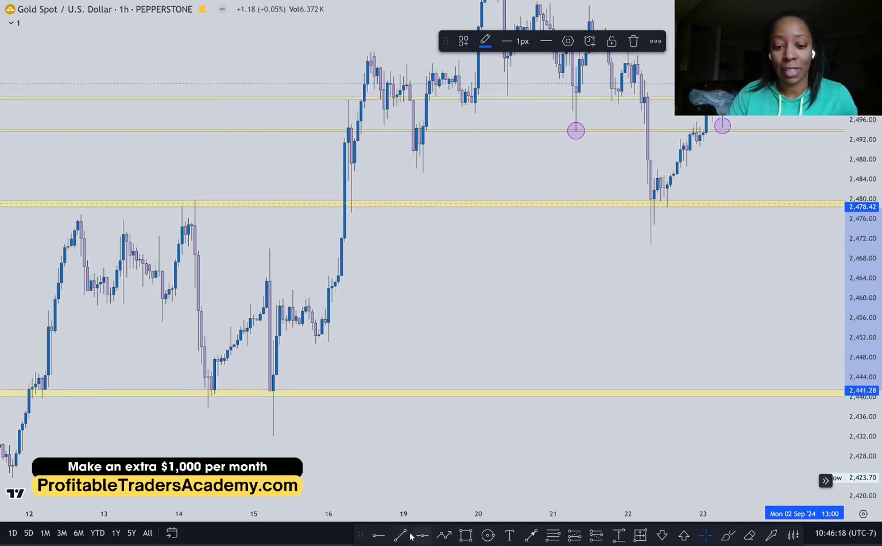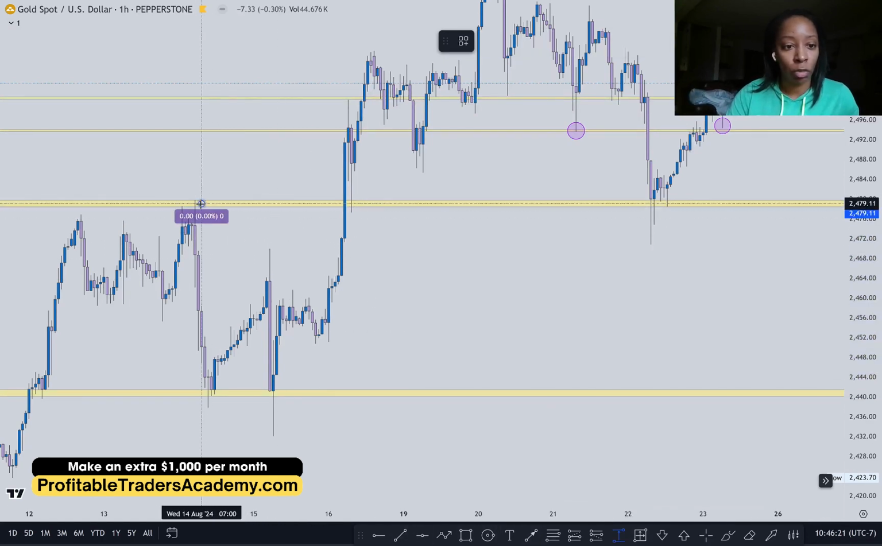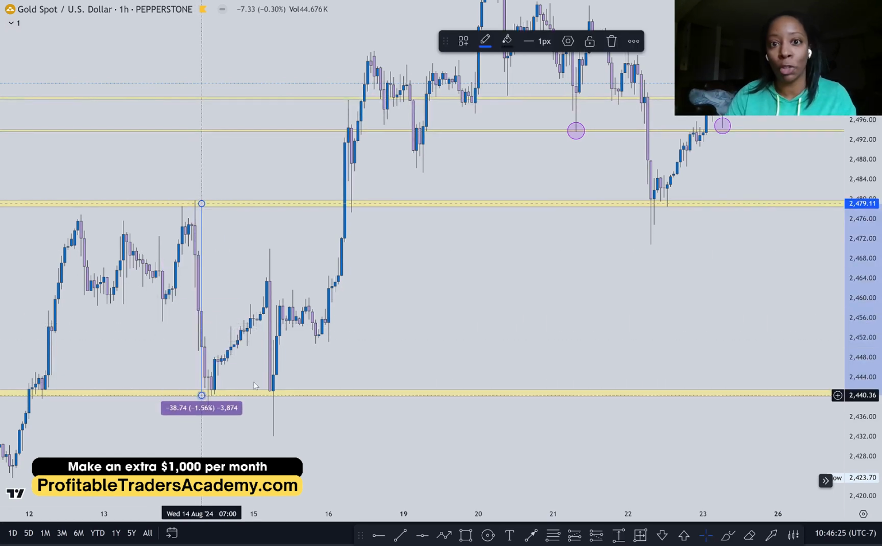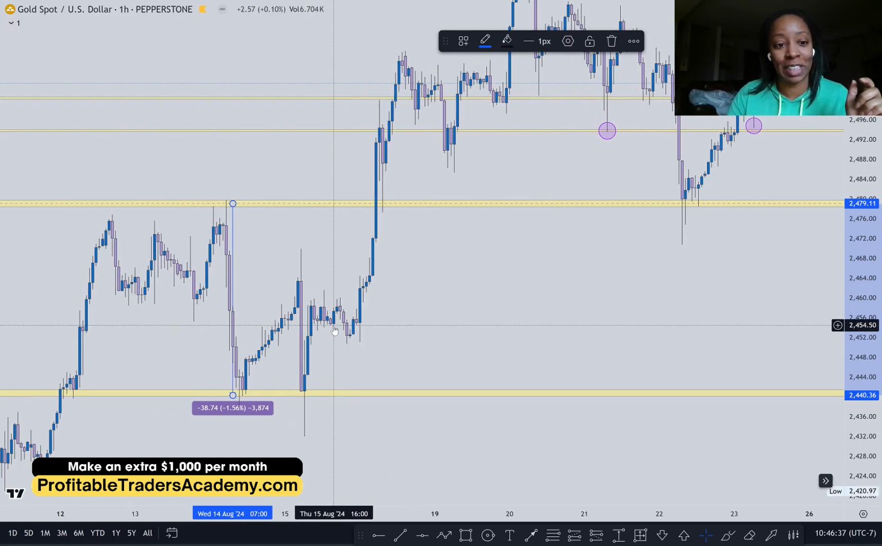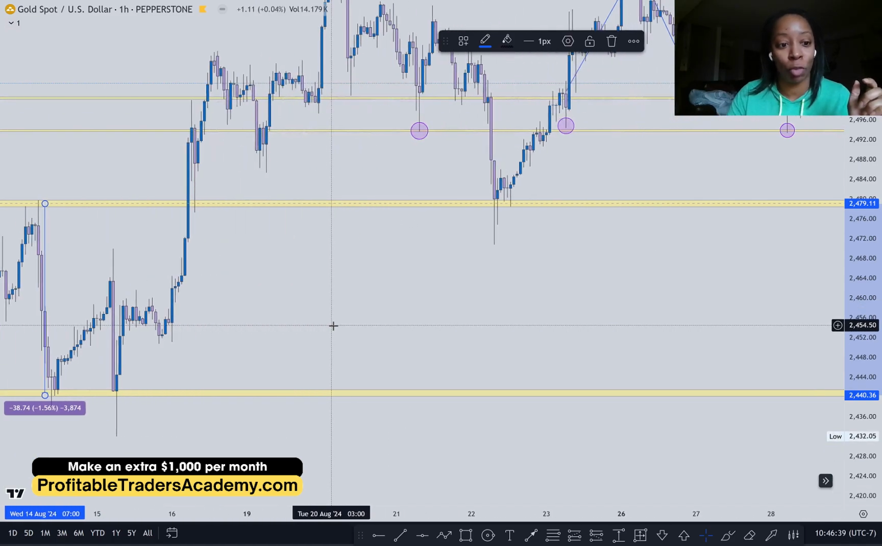So I forgot to mark these things, but this move right here from here to here is 300, almost 400 pips, which is insane. And at $10 a pip, that's a lot of money for a standard, for a one lot on this. It's a lot of money. So anyway, this would be something that I'd be interested in for sure.